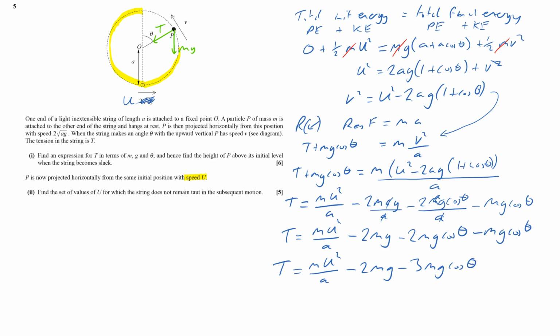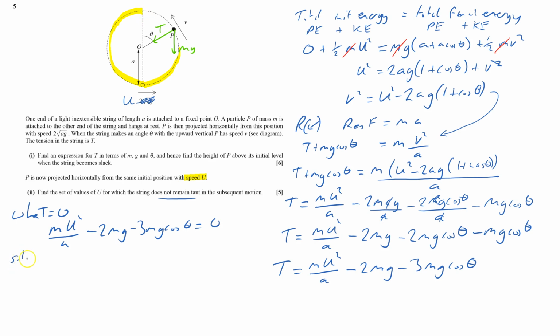And we want to see when T equals 0. So when T equals 0, we get mu squared over a minus 2mg minus 3mg cos theta equals 0. And it could go slack at the top if its speed isn't fast enough. And it says, find the set of values for which the string does not remain taut. So we want to find out when it does become slack. I don't like these negatives. So when it does become slack, it becomes slack if u is beneath the speed required at the top.